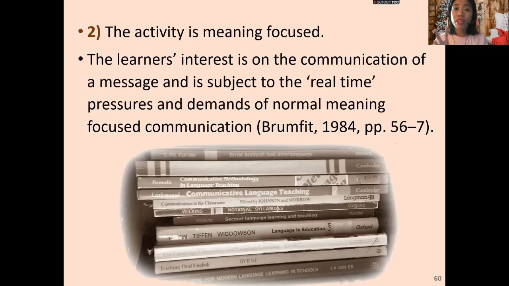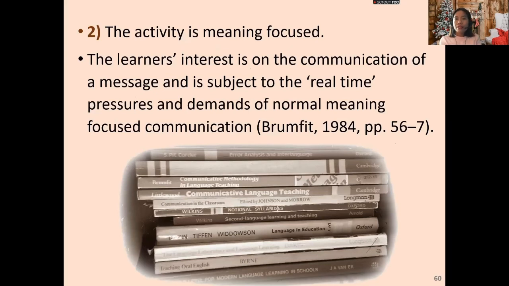Okay, because if they also know the message, they were able to grasp the message, and they know and the subject to the real-time pressures and demands of normal meaning focused communication. So we have to make sure learners know the meaning.